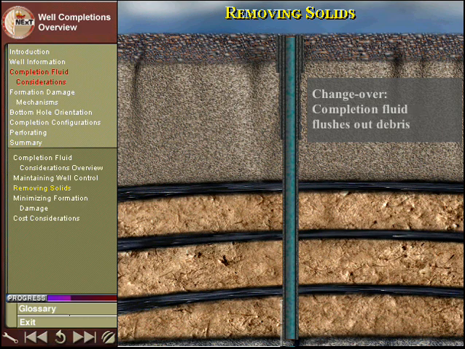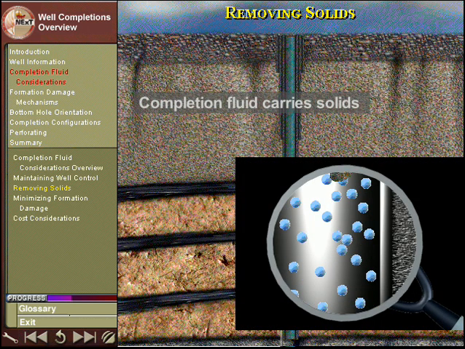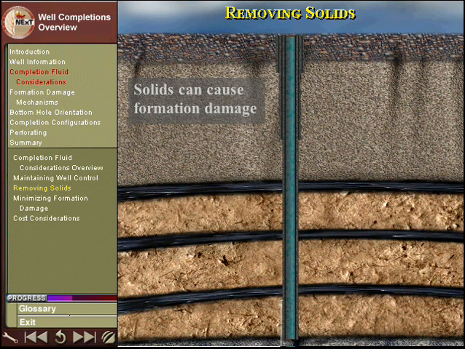During changeover, the completion fluid not only flushes the drilling mud out, but also any drilled cement, scale, or other residue in the well. The solids are carried out of the well and then separated from the circulated completion fluid at surface. It is important to remove undesirable particles from the completion fluid before it is circulated back down the hole. Ideally, a completion fluid system should be free of solids when contacting the formation to minimize solids-associated formation damage.